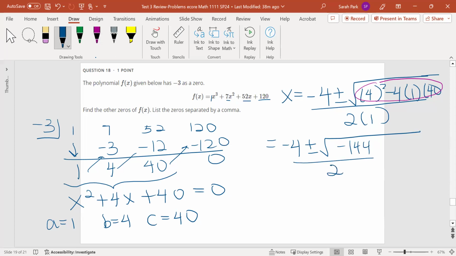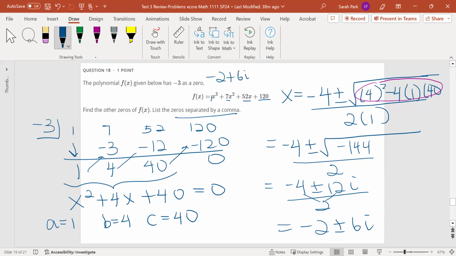Over 2. So again, that's negative 4 plus or minus 12i over 2. Take each one, divide by 2. Negative 2 plus or minus 6i. So the solution, because again, we need to separate it with a comma: negative 2 plus 6i, negative 2 minus 6i.